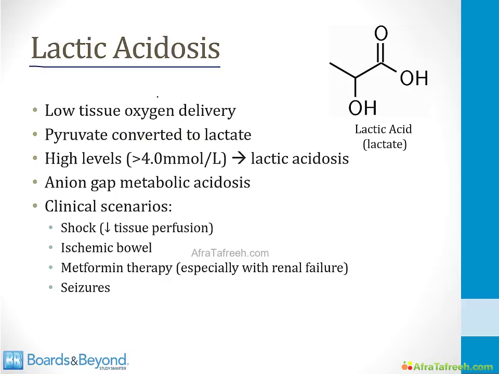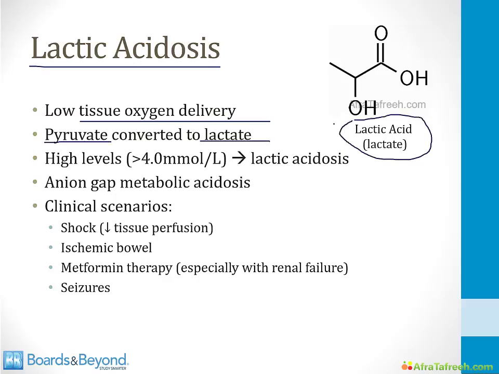Lactic acidosis occurs anytime there is low oxygen delivery to tissues. When this happens, cells switch from aerobic metabolism to anaerobic metabolism, and pyruvate is converted into lactate. This is the structure of lactic acid or lactate on the screen here. It is an acid, and when the level gets high enough, it will cause a lactic acidosis. The pH will fall, and the anion gap will go up, causing an anion gap metabolic acidosis.